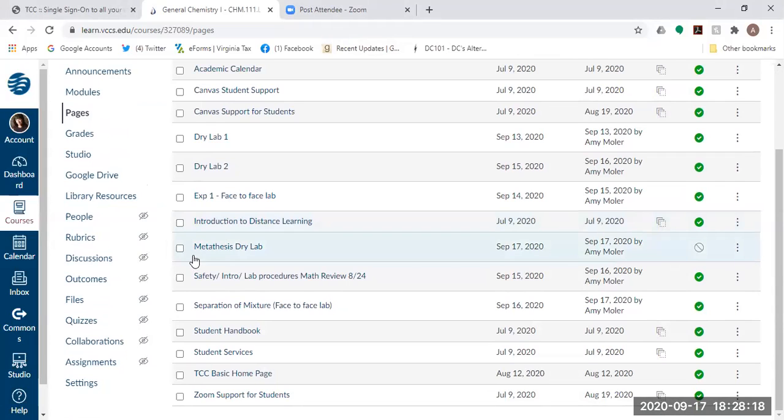But this one here that says metathesis dry lab, that one is not currently viewable, but will probably become viewable in the next few days. It is the next dry lab that comes up after dry lab 2 here. Dry lab 2 and separation of a mixture are the rotation for the next 2 weeks. And then after that, metathesis is going to be the next dry lab.